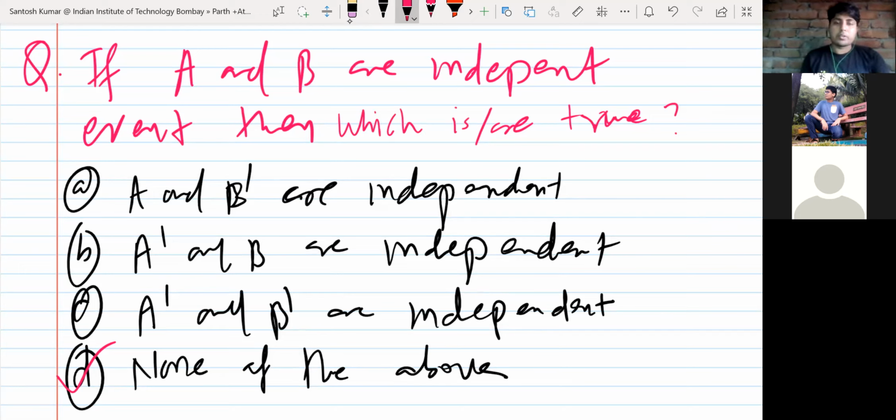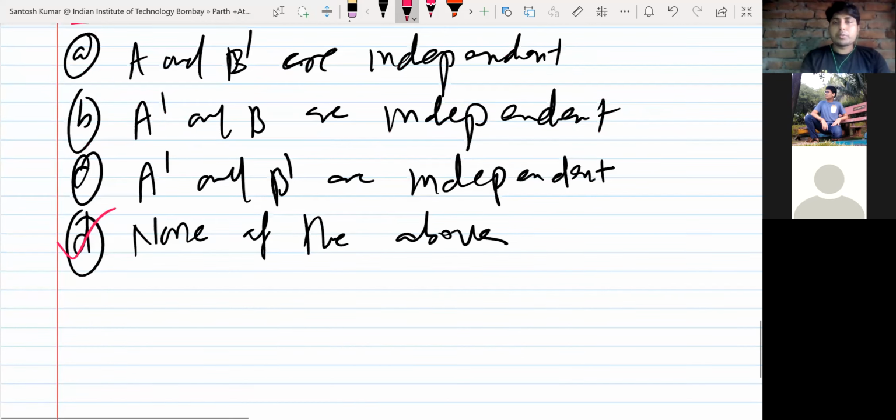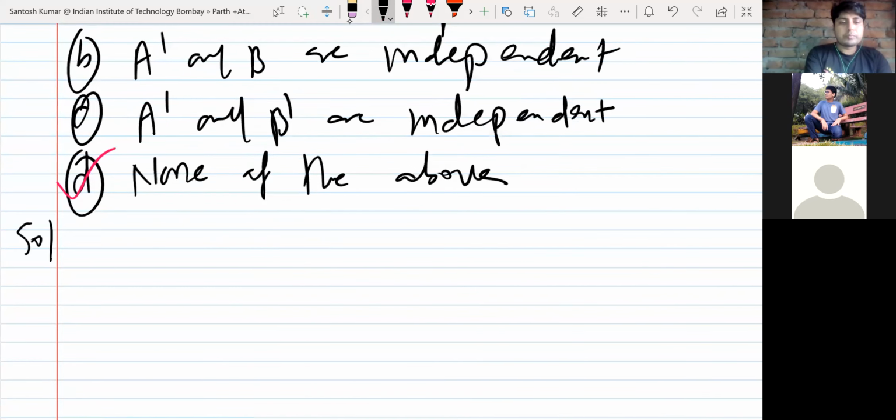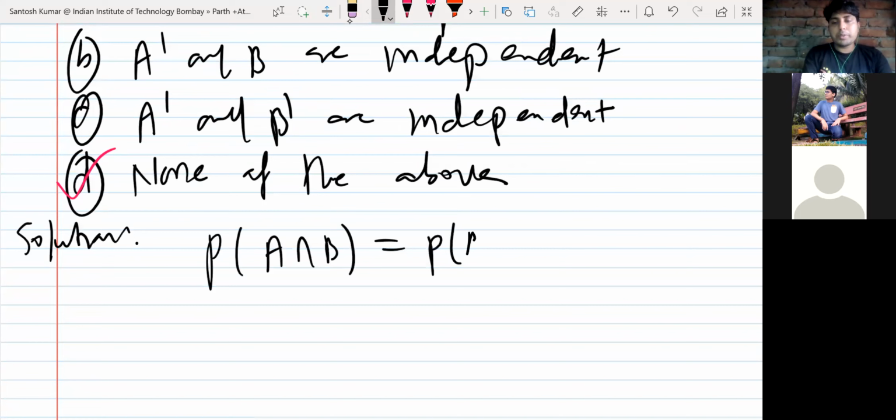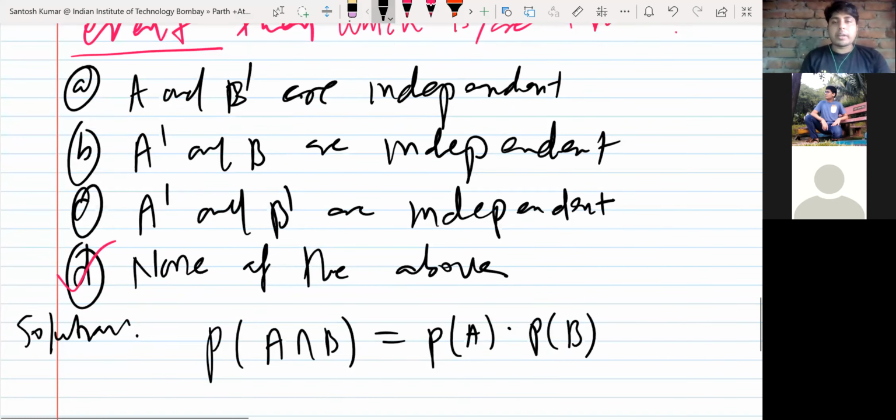Okay, so let me solve now. So see, start from here. A and B are independent events. Okay, so we are given the probability of A intersection B is equal to PA into PB. This is given because both are independent. So option A is: A and B complement independent.